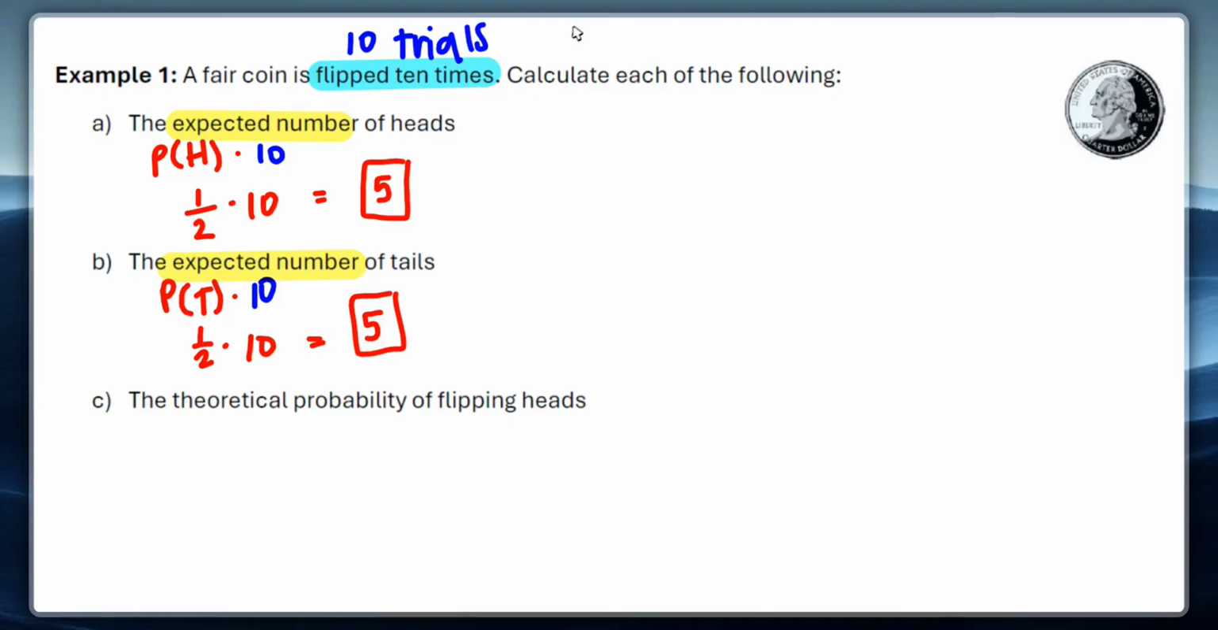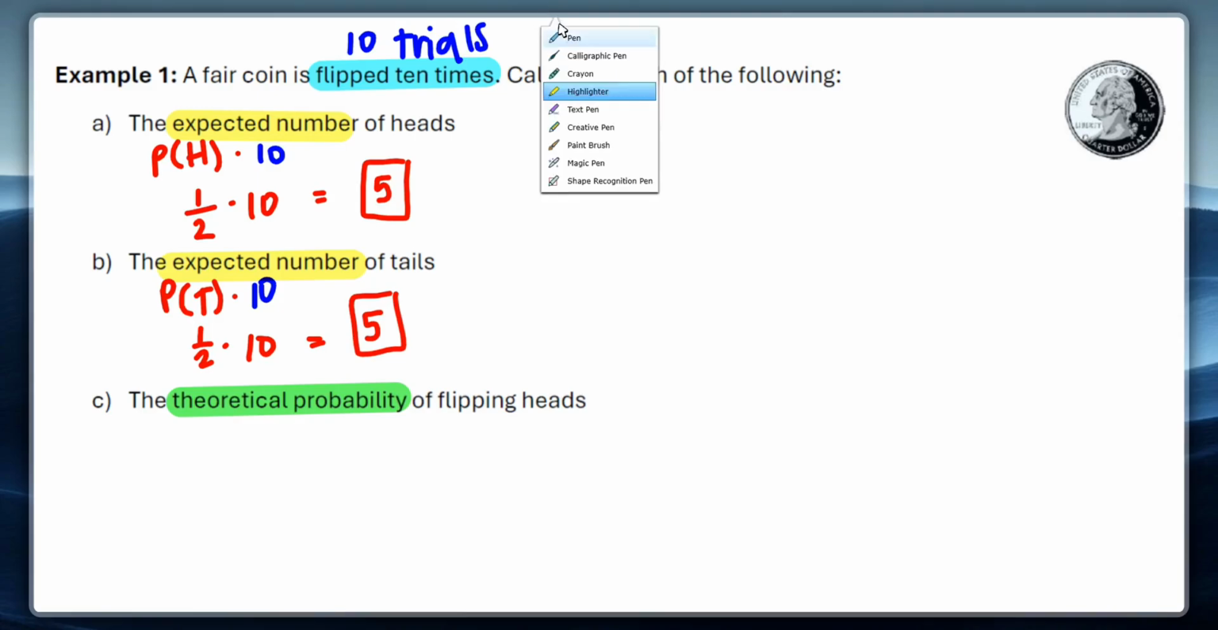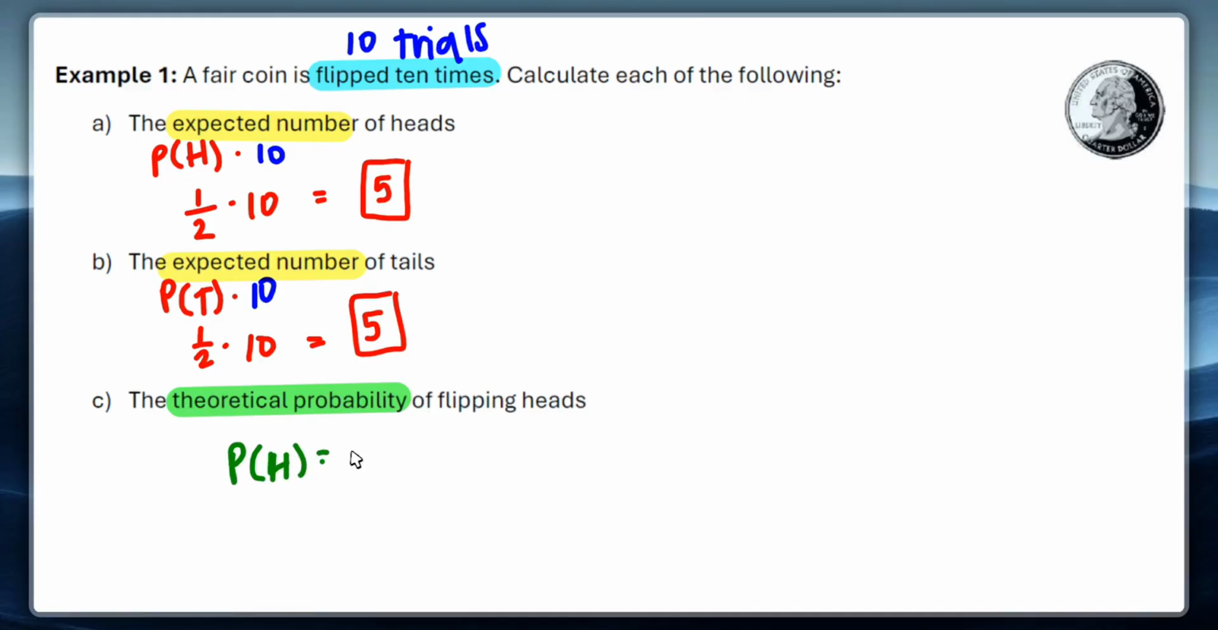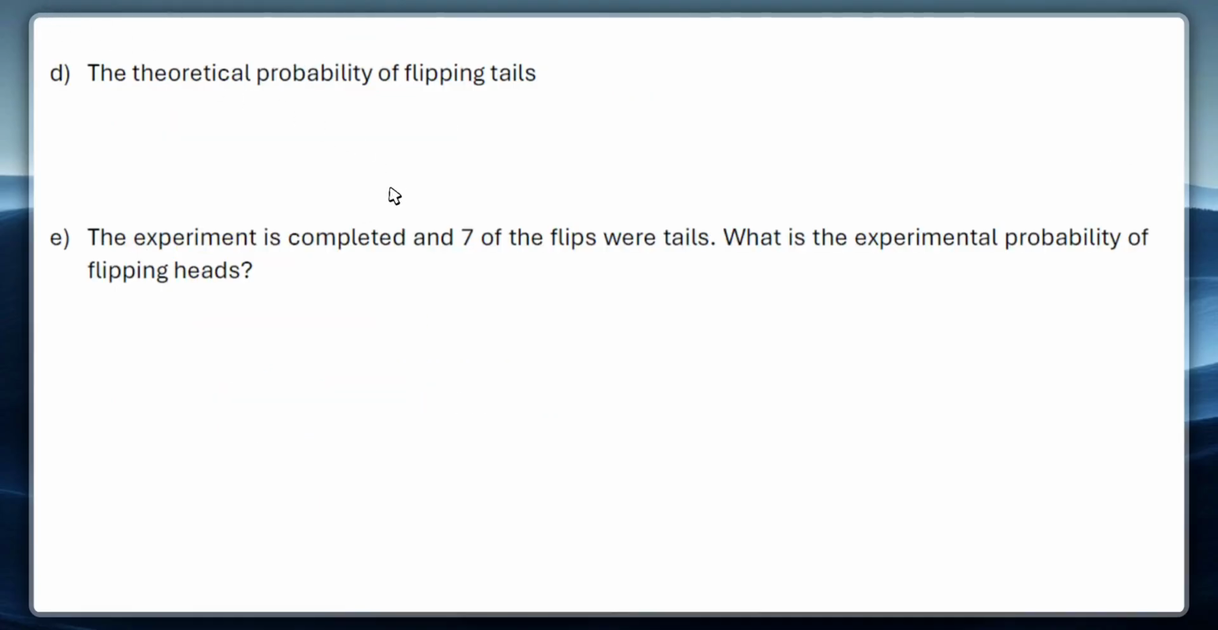Whereas in the next part, it says the theoretical probability of flipping heads, right? So in theory, what will be the probability of flipping heads? Well, that would just be 1 over 2. There's a 1 out of 2 chance that we flip heads. That is our theoretical probability. So just pay attention to the wording of the questions. Now, the next part says the theoretical probability of flipping tails. Theoretically, we have 1 desired outcome, which is tails, over the total number of outcomes, which is 2. So 1 over 2.